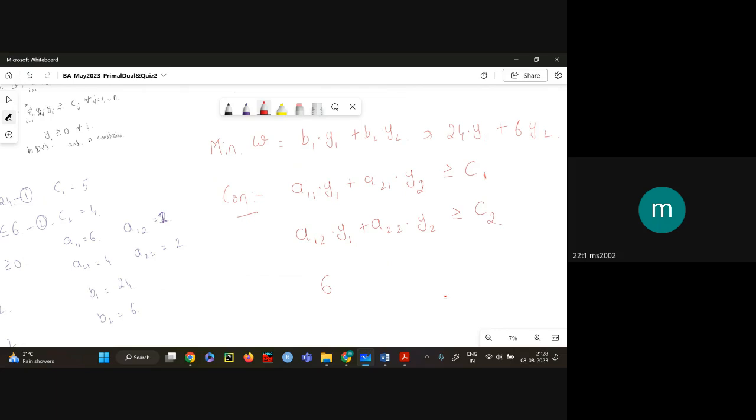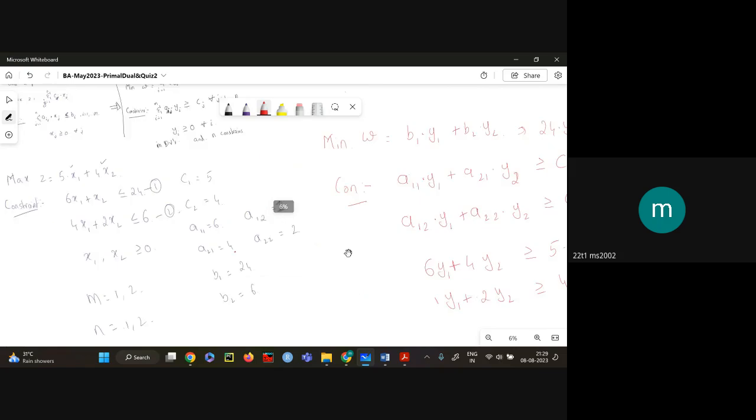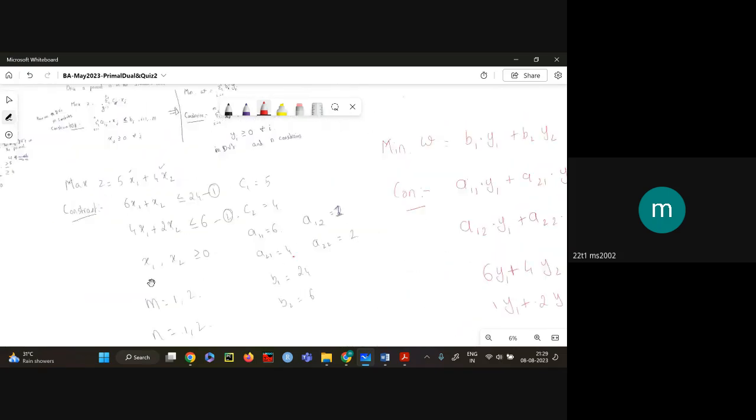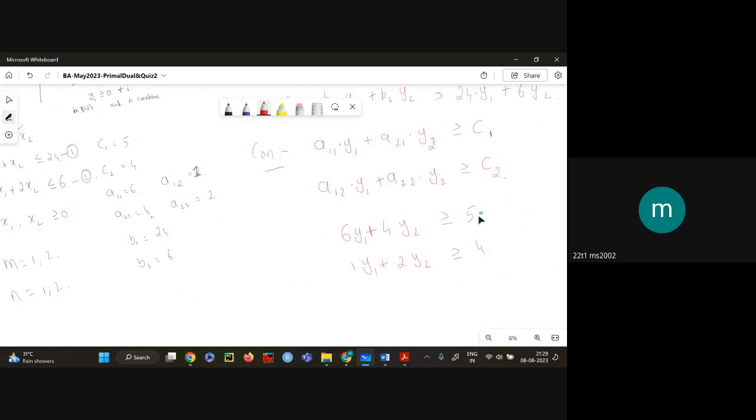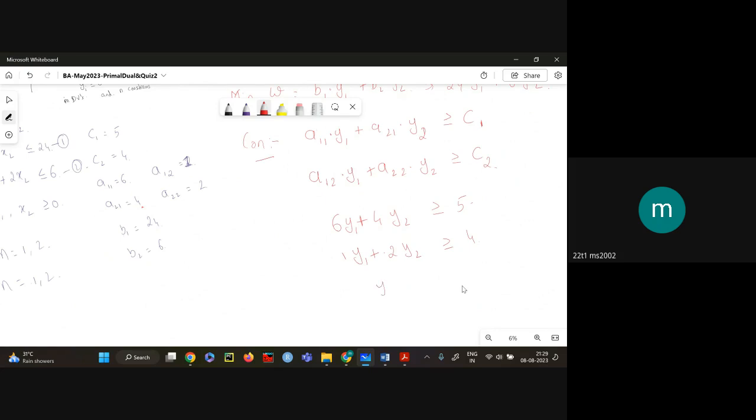Okay. So 6y1 plus A21, which is 4, so 4y2 must be greater than or equal to C1, which is 5. Similarly, A12, 1y1 plus 2y2 must be greater than or equal to 4, which was the formulation that we did here. So that is this 6y1 plus 4y2 greater than or equal to 5. 1y1 plus 2y2 is greater than or equal to 4. Then we will have y1 and y2 greater than or equal to 0. Done.